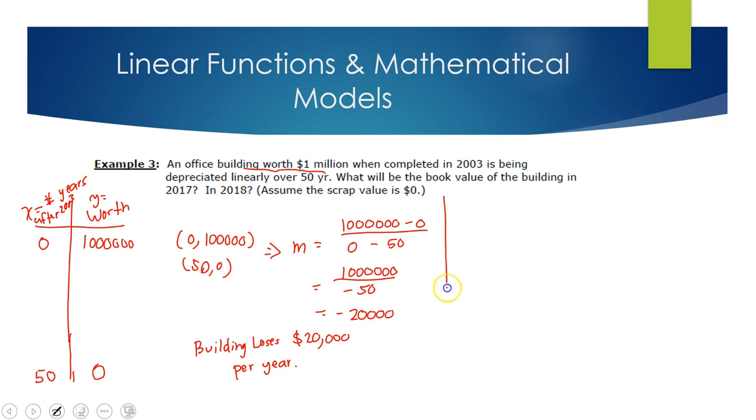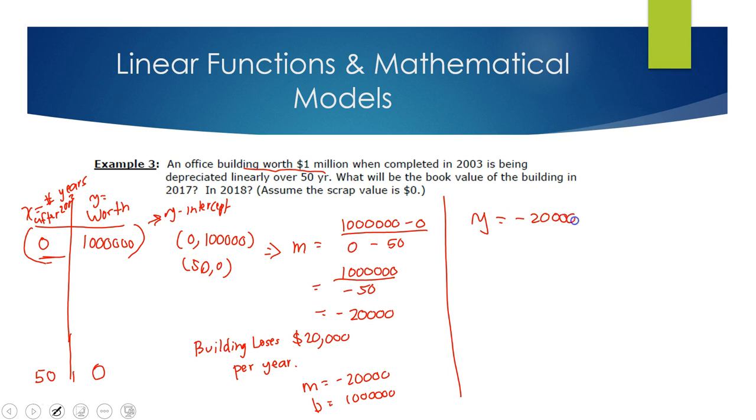And we have an equation that would predict what's going on here, since I know that this is a y-intercept, because the x value is 0. So I have the slope, I have the y-intercept. So the equation of my line is y equals negative 20,000 x plus 1 million.